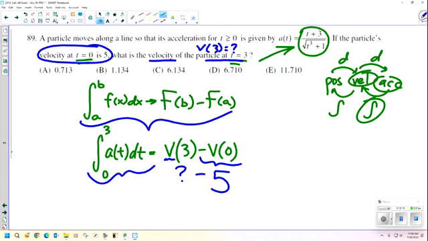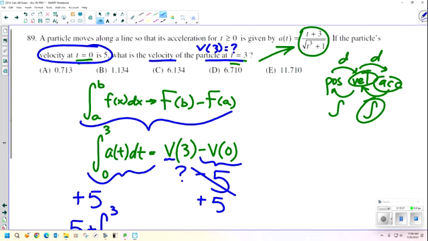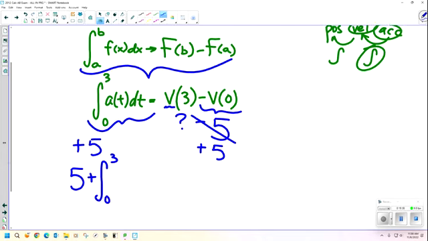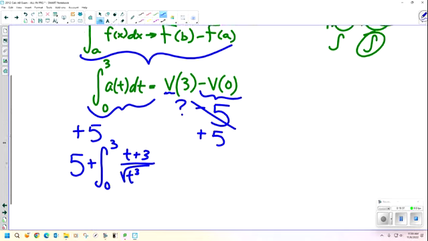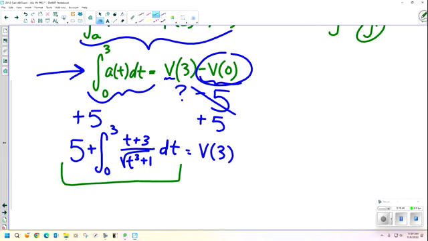So really what I'm going to do is just add 5 to both sides. So I'm going to say 5 plus the integration from 0 to 3 of the actual formula we need: t plus 3 over the square root of t cubed plus 1, dt. And that should equal v of 3. All I did was move this over to this side. I can literally put this in the calculator and hit enter, which is what I'm going to do.